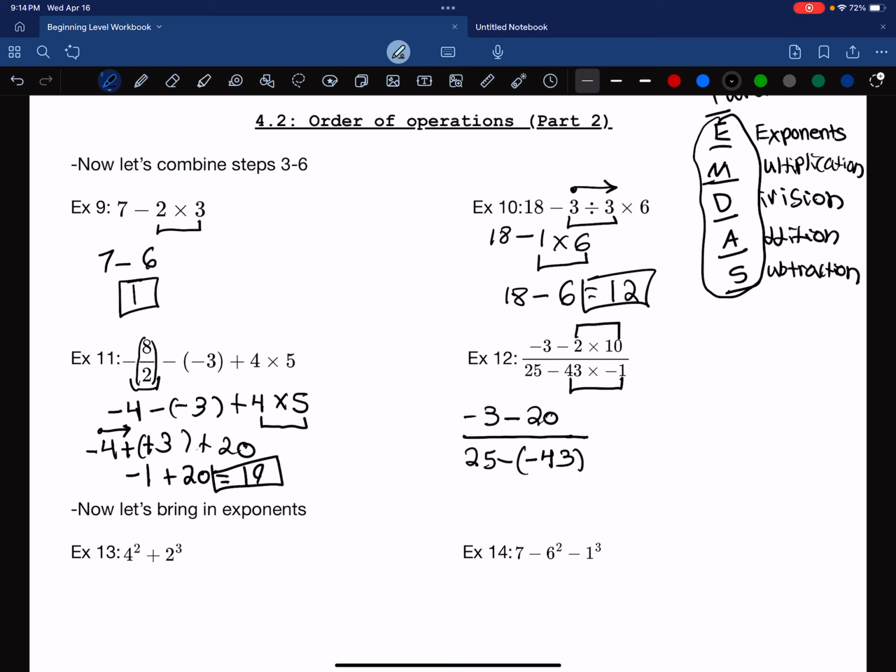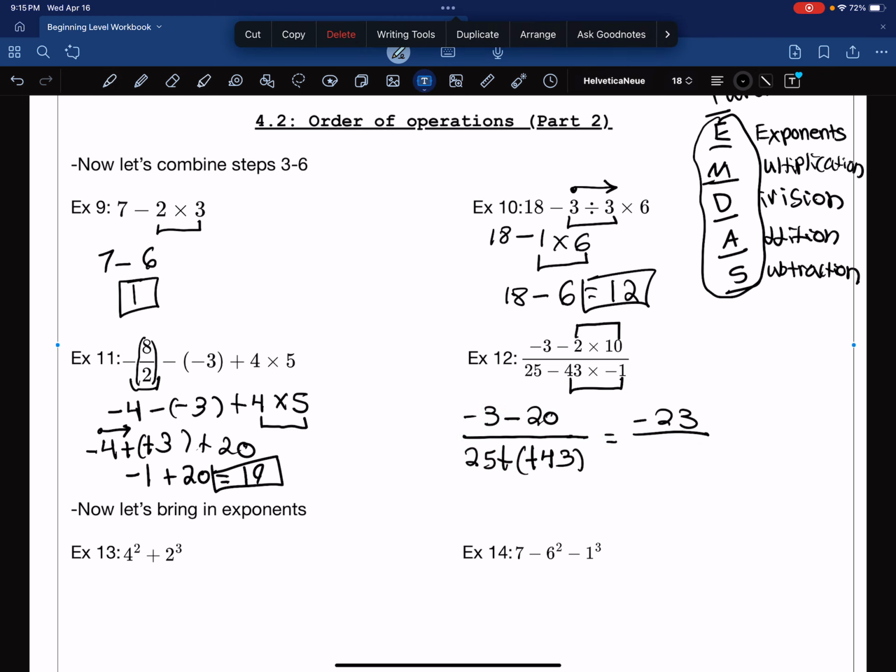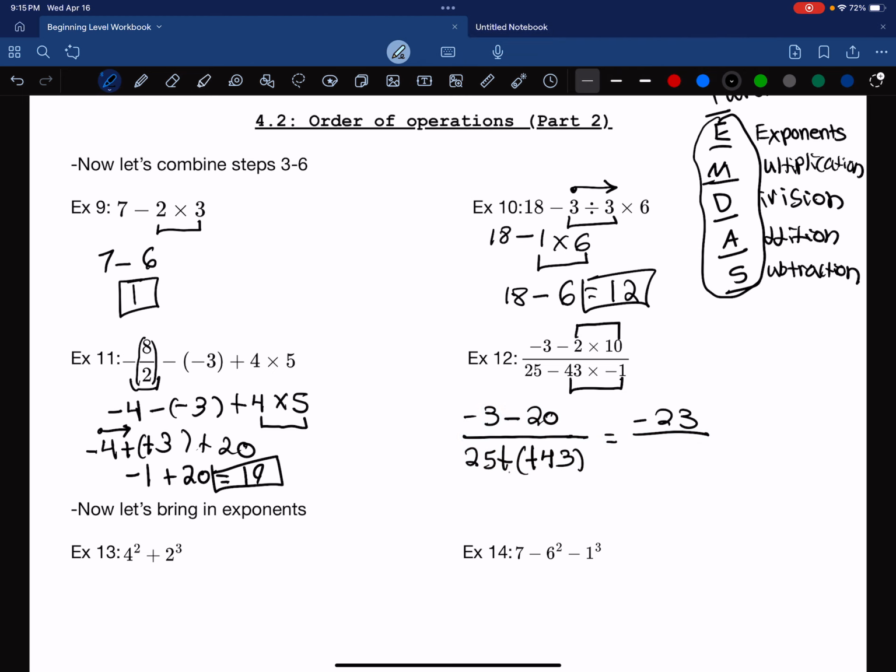So now, moving forward, all we have is subtraction. So let's simplify the numerator and denominator. Negative 3 minus 20 is negative 23. And then 25 minus negative 43, this becomes a positive because we're subtracting a negative. So we're going to say 25 plus 43, which is 68. And that is our final answer.